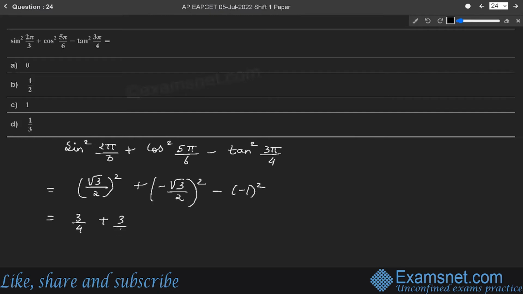plus 3/4 minus 1. So on further calculating, it will be equal to 1/2. Therefore, we can say that the required value for this expression is 1/2. Therefore, option B is the correct option for this question.